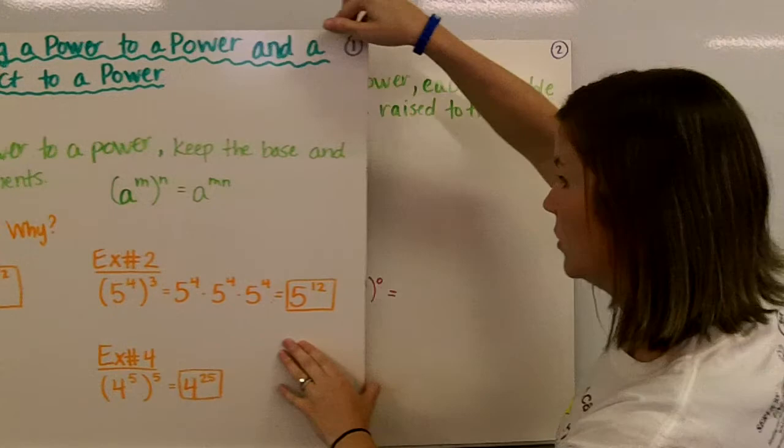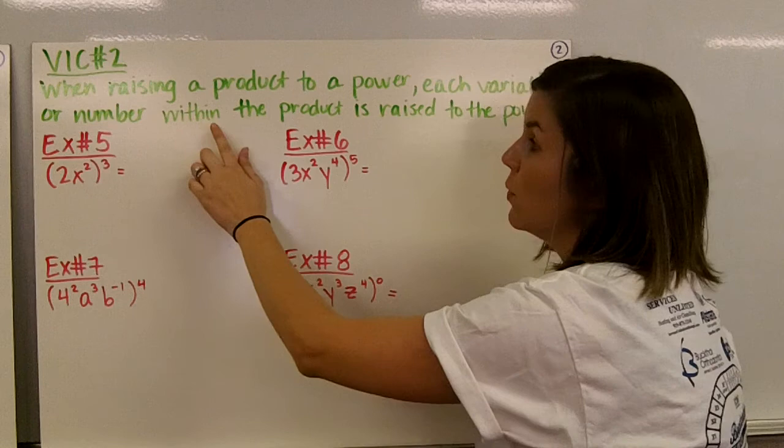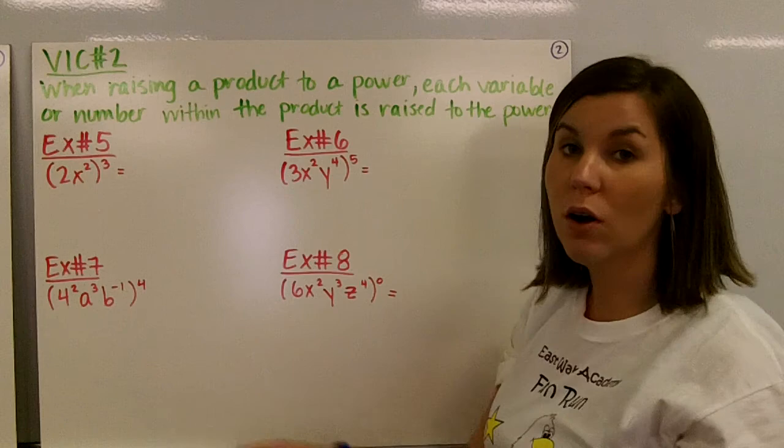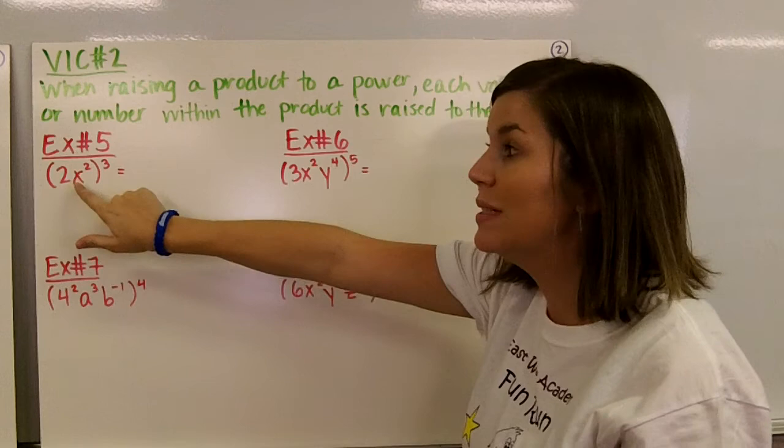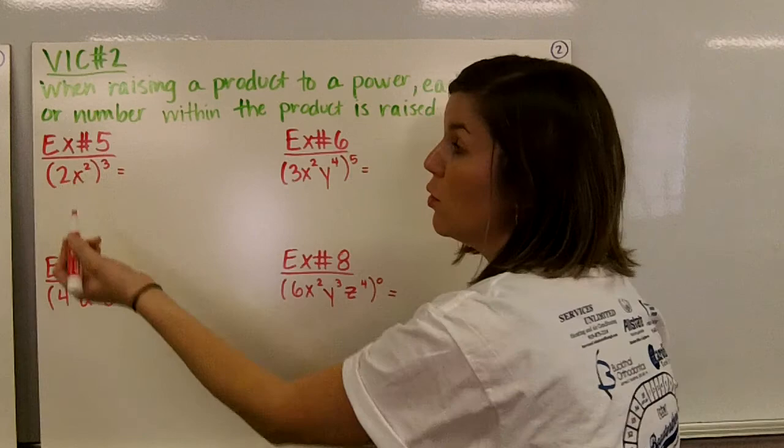Rule number 2. When raising a product to a power, each variable or number within the product is raised to the power. So in these examples, you see that we have more than one thing inside our parentheses. We have 2 times x squared. So that's a product on the inside. And the whole product is raised to the 3rd power. So what you do is every term or variable inside gets the exponent.